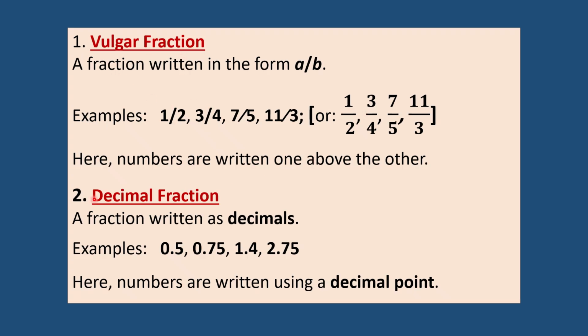The second category, decimal fraction. A fraction written as decimals using a decimal point: 0.5, 0.75, 1.4, 2.75. When you are using a decimal point, they are called decimal fractions, also known as decimals. So there's no problem with decimals. The problem is with vulgar fractions. What is vulgar about it? I don't find anything bad or ugly or indecent about it. Let us analyze how the term vulgar came to be associated in mathematics with a set of numbers.